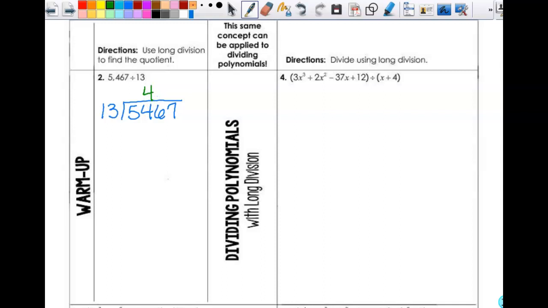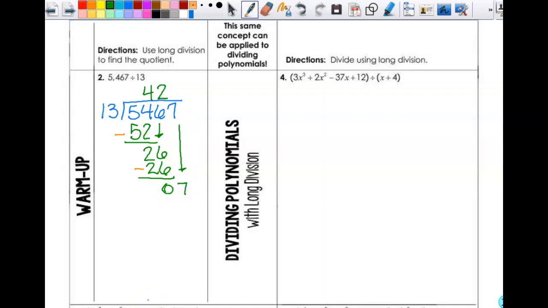I don't put it above the 5. Your placement matters, okay, because we're dividing into 54. So 4 times 13 is 52, right? Then what do you do with those two numbers? Subtract. Every time. Subtract. So when I subtract, I get 2. And then I bring down the 6, which becomes 26. 13 goes into 26 2 times. 2 times 13 is 26. Once again, I subtract. And this zeroes out, and I bring down my 7.